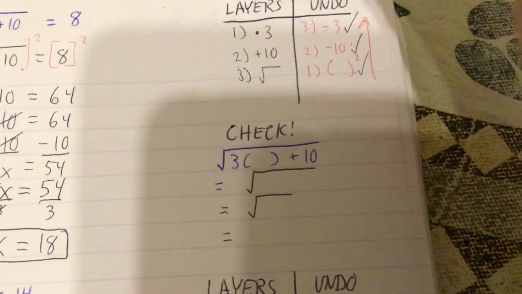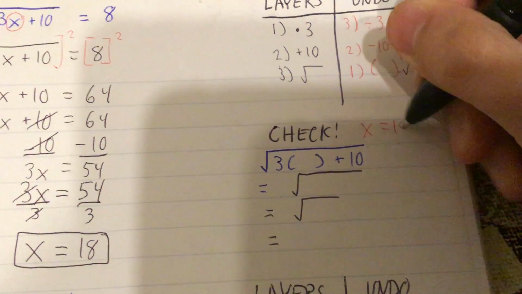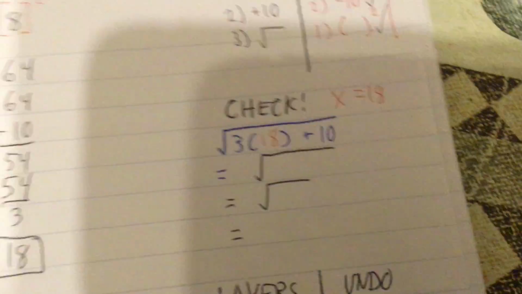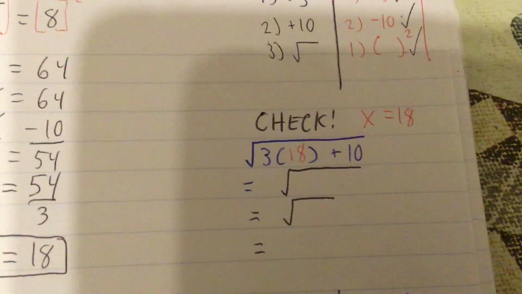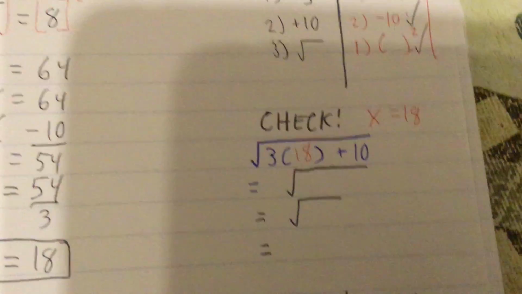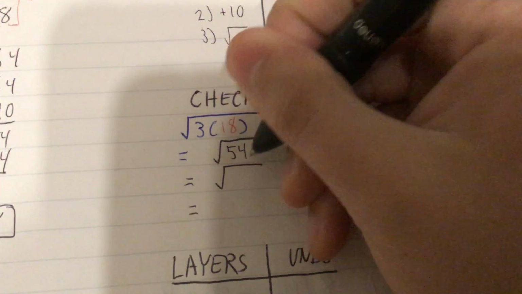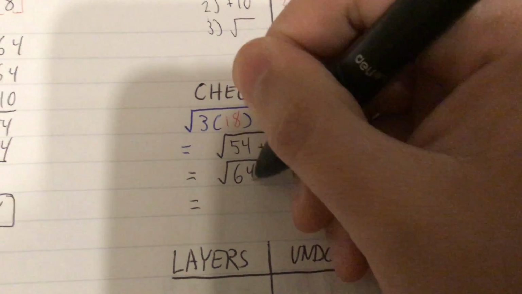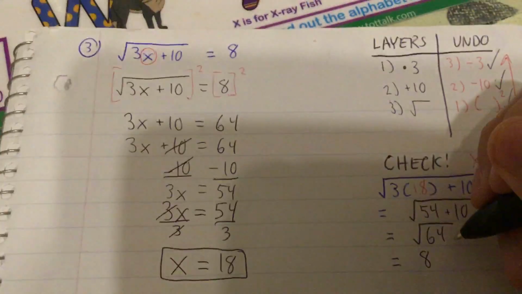So I'm going to check my work because I'm always careful. x equals 18. I'm going to plug it back in. So I'm going to check my work 3 times. I'm going to get a calculator. I just leaned over. Sorry about the roller coaster there. 3 times 18 is 54. 54 plus 10 is 64, and the square root of Nintendo 64 would be 8, and that's what we wanted all along.